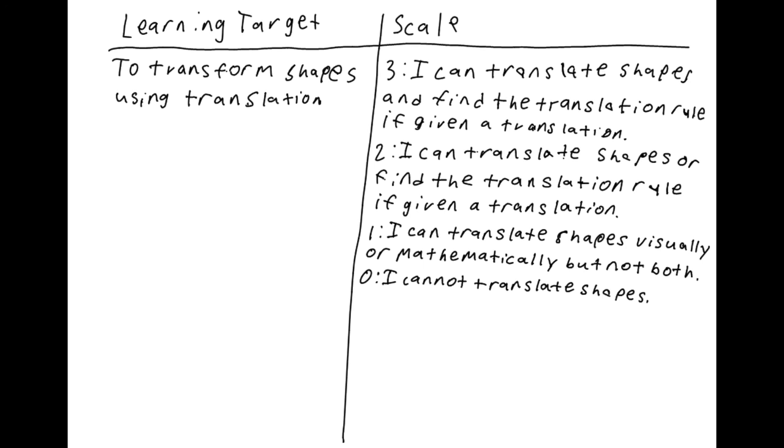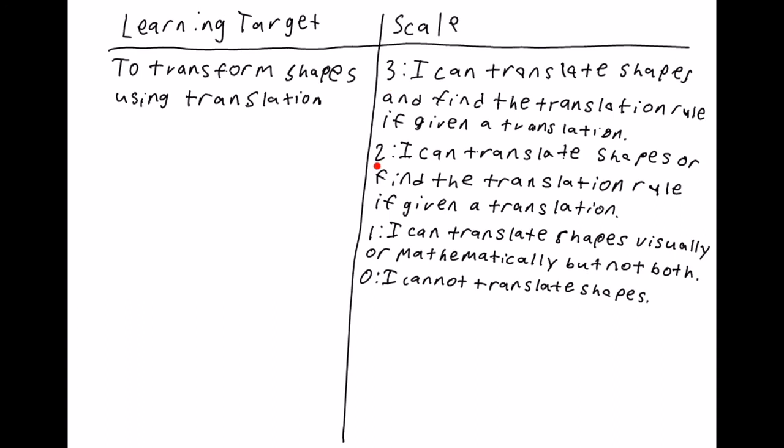The learning target for today is to transform shapes using translation. The scale for today is a 3. You can translate shapes and find the translation rule if given a translation. So one is that you can translate shapes, and the other is that if you're given the translation, what's the rule?